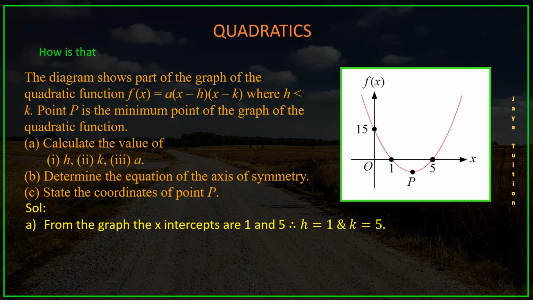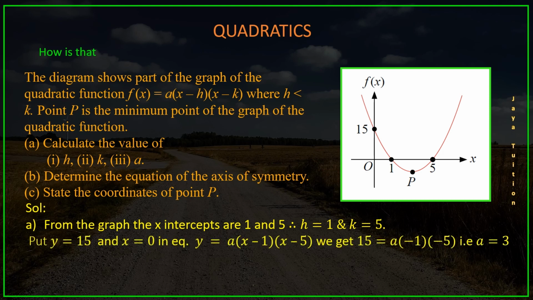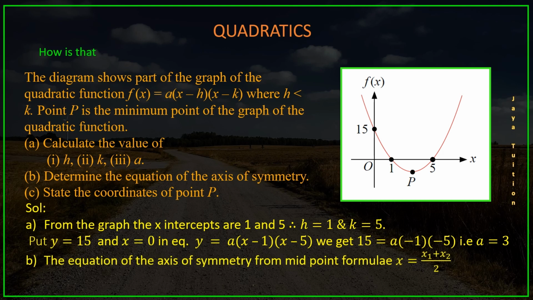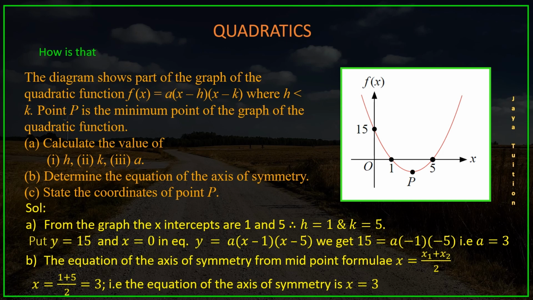To find the value of a, we put the value of y, the intercept, equal to 15 in the above equation with the values of h and k, and we get the value of a to be equal to 3. To determine the axis of symmetry, we normally use the equation x is equal to negative b by 2a. But here the x1 and x2 values are given, the intercepts on the x-axis. Therefore, we can use the midpoint formula x is equal to x1 plus x2 divided by 2. And we get the equation for axis of symmetry to be x equal to 3.